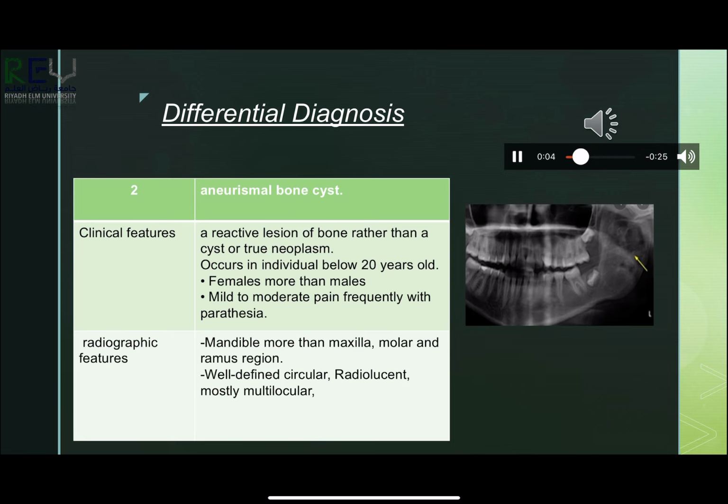Aneurysmal bone cyst. Clinical feature: a reactive lesion of bone rather than a cyst or true neoplasm. Occurs individually below 30 years old, female more than male. Radiographic feature: mandible more than maxilla, molar and ramus region. Well-defined circular radiolucency, mostly multilocular, with wispy, ill-defined septa like central giant cell granuloma.